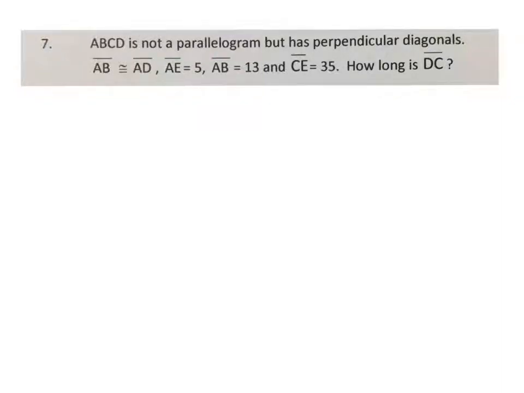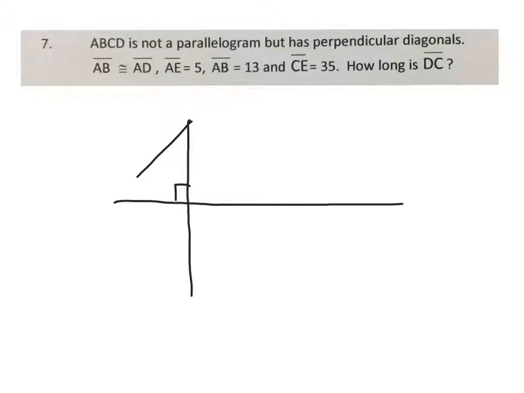So in this problem, we're told that we have a four-sided shape that's not a parallelogram, but does have perpendicular diagonals. So you should be able to recognize that type of figure as being a kite. A kite is a non-parallelogram that has perpendicular diagonals. So I always draw my kite by first starting with the diagonals so that everything looks pretty.